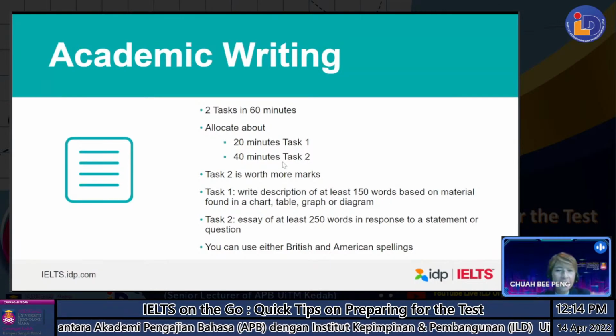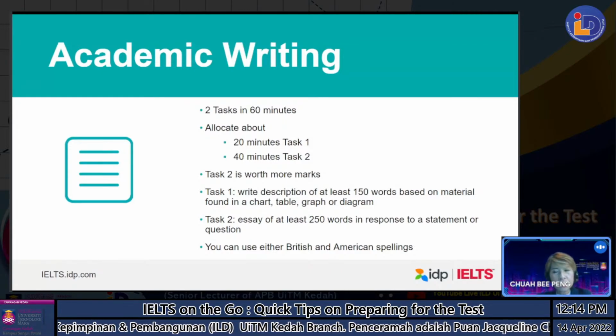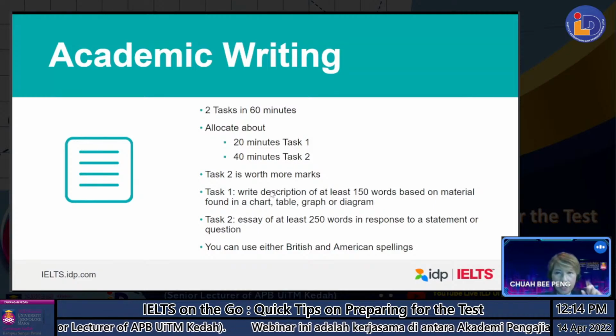Looks very easy, 150 words. One day I can write 3,000 words on my Twitter or on my Facebook page already. But that's different, because 150 words requires you to write a very technical type of writing. That is the challenge for the academic writing module in IELTS.